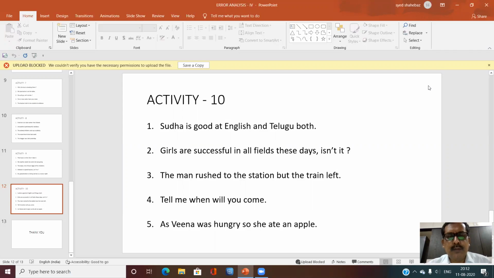Next, tell me, when will you come? Tell me, when would you come? When would you come? Next, fifth one. As Veena was hungry, so she ate an apple. As Veena was hungry, so that she ate an apple. That is the correct expression.